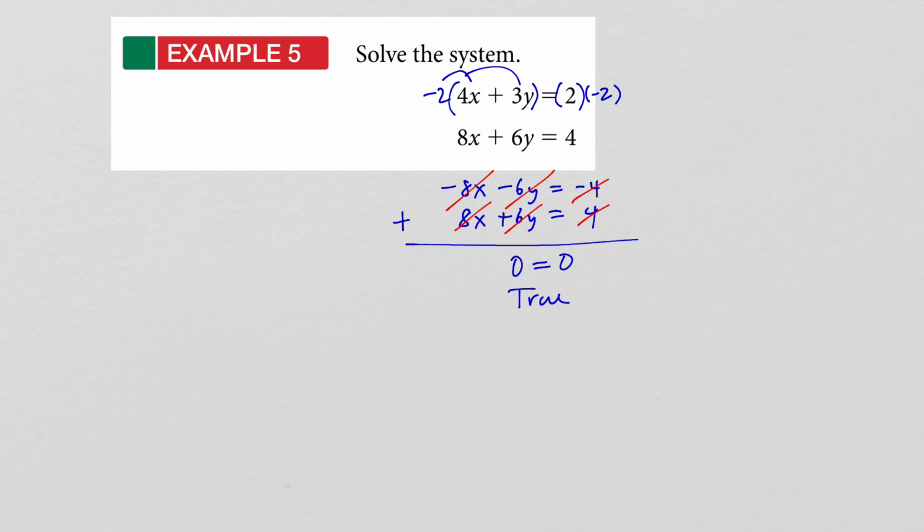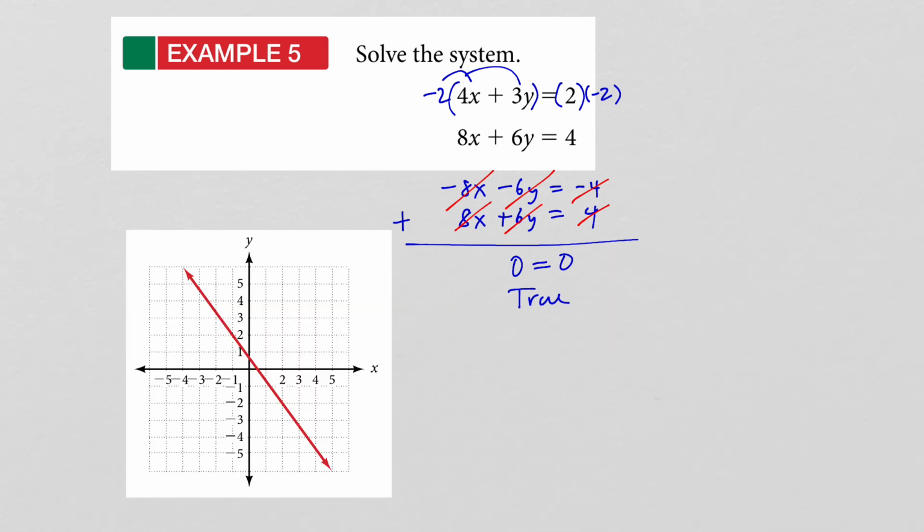So the solution here is a little bit different. It's not no solution. In fact, if you graph these lines, you will see that they are the same line. And so this is what both of those lines look like. So then what is the solution?